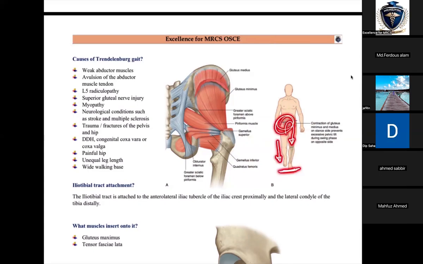And the pelvis is not sagging down because the gluteal medius and minimus cause contraction. The medius and the minimus cause contraction. That's why there is no sagging down.